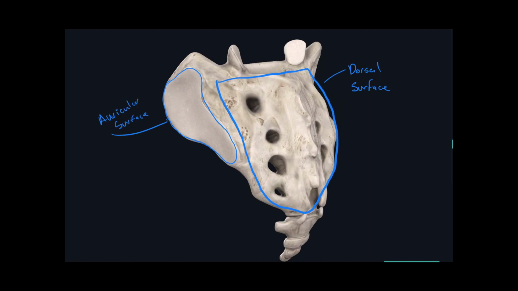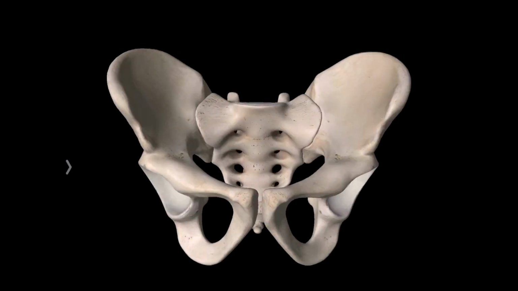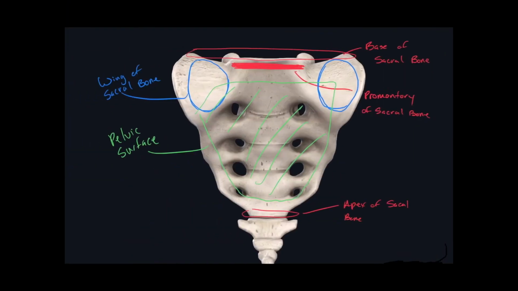Now you may be thinking, the auricular surface of the sacral bone, that sounds awfully familiar to another landmark that we already learned, and you'd be correct. There's an auricular surface found on the ilium. And both auricular surfaces, both of the sacral bone and of the ilium, articulate right here. So you can remember ear to ear. Auricular surface of the sacral bone articulates with the auricular surface of the ilium. Awesome. Now we can go ahead and return back to where we were.